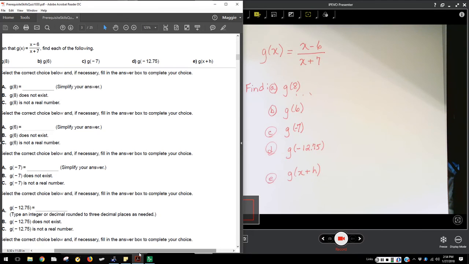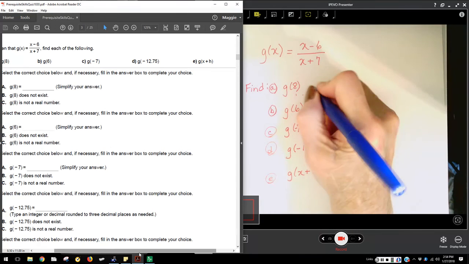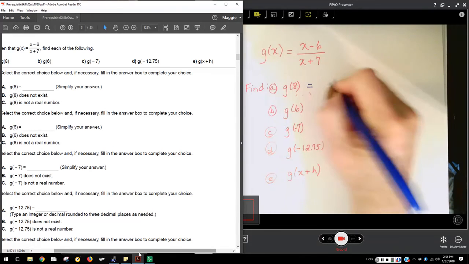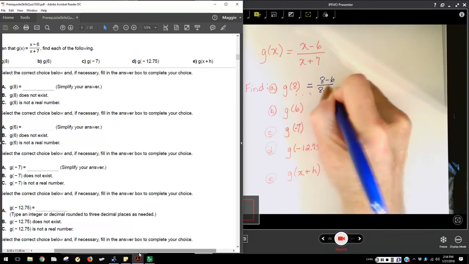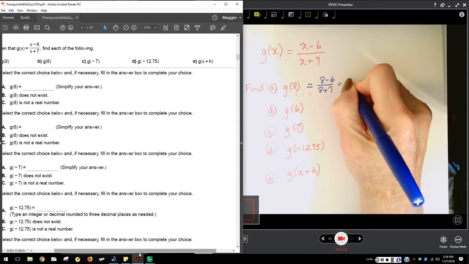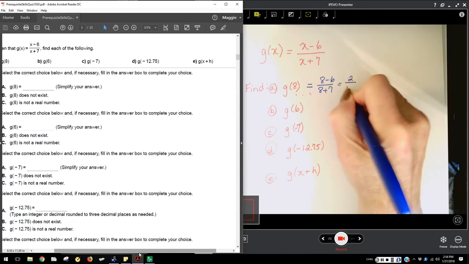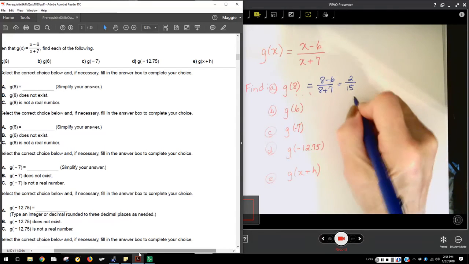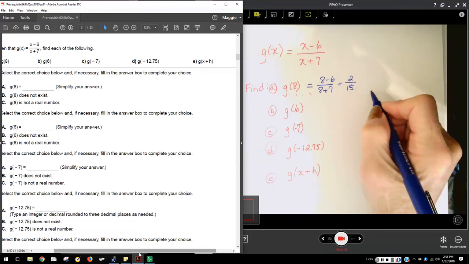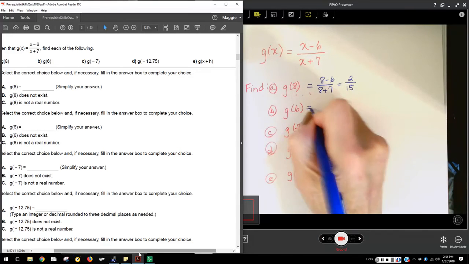Now, I'm going to actually do the arithmetic for the first four, and then I'm going to back it up on the calculator. I'm going to show you a nice way to check on the calculator. So g of 8 is equal to 8 minus 6 over 8 plus 7, which is 2 over 15. And 2 over 15 is a fraction that does not simplify or reduce.